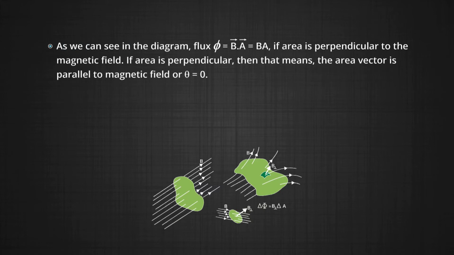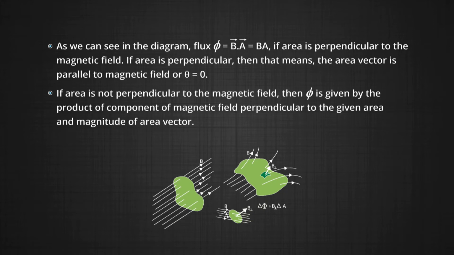As can be seen in the diagram, flux phi is equal to B dot A, which is again equal to BA if the area is perpendicular to the magnetic field. If the area is perpendicular, that means the area vector is parallel to the magnetic field, or theta is 0 and cos 0 is 1. If the area is not perpendicular, then phi is given by the product of the component of the magnetic field perpendicular to the given area and the magnitude of the area vector.